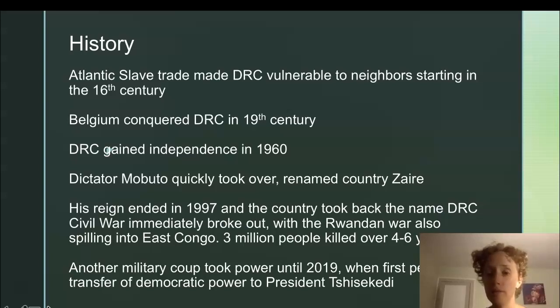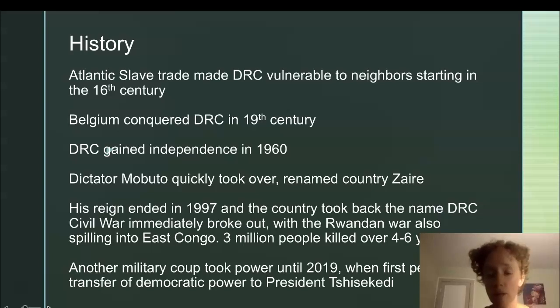And so that's when the country really fell into a state of instability that it hasn't actually come out of. Belgium conquered it in the 19th century. They did their thing where they take a lot of power and land and money. One of the biggest exports from the Democratic Republic of Congo are mining, so diamonds and that kind of thing. The DRC finally gained independence in 1960 from Belgium.